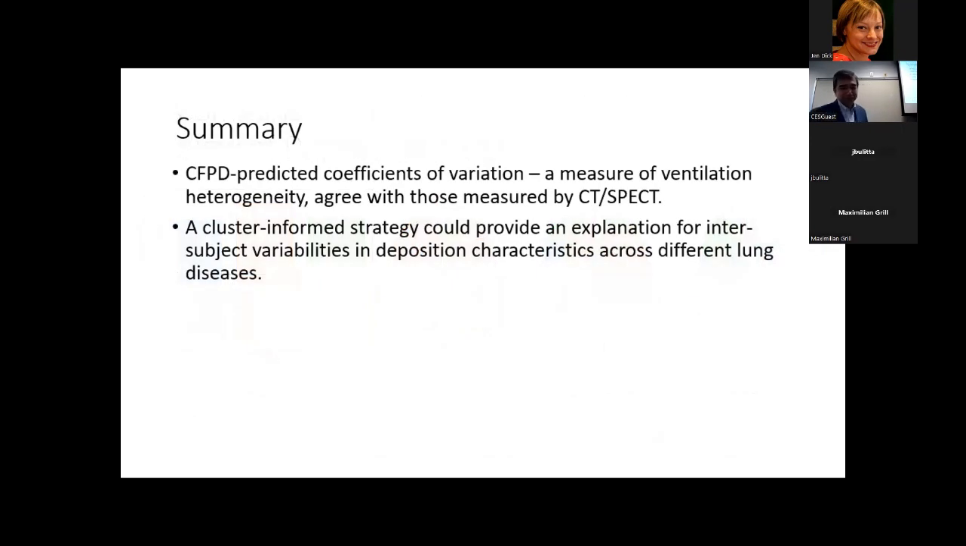In summary, the CFPD predicted coefficients of variation agree well with those measured by SPECT. And it also shows that the cluster-informed strategy could explain the differences in particle deposition between subjects across disease.